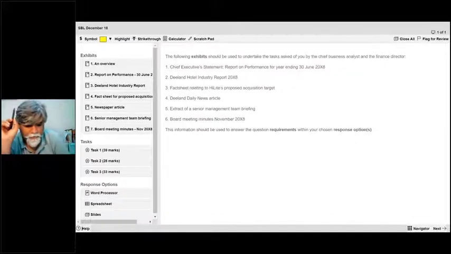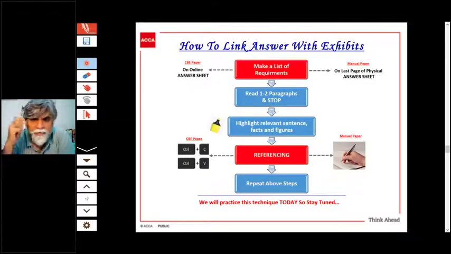You understand? Now the question is, why do we make the list? Will it not take precious extra minutes? Yes, it will take precious extra minutes, I would say 5 minutes. But the reason why we make the list is so that we can see all the requirements in one go, in one page.